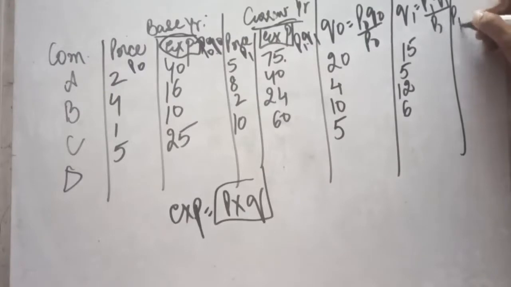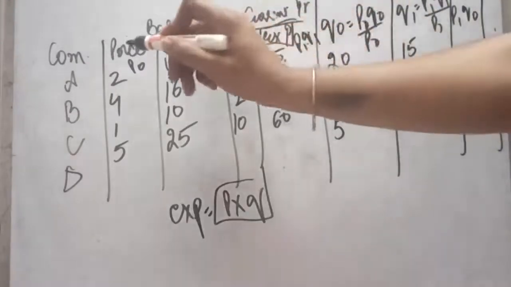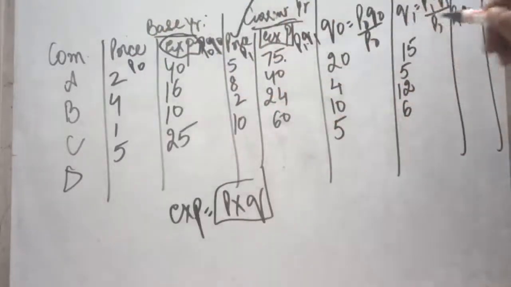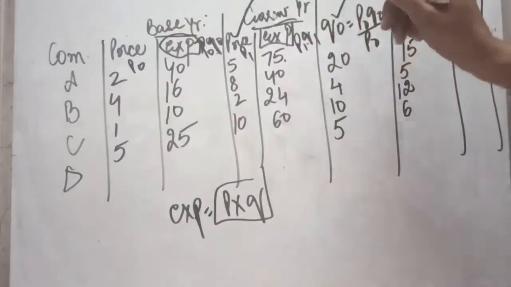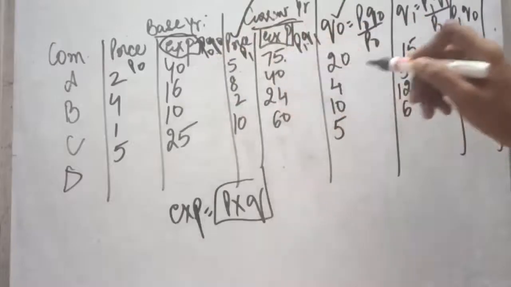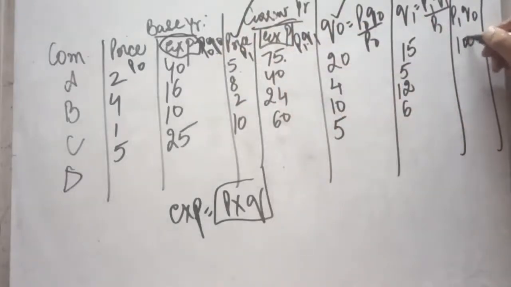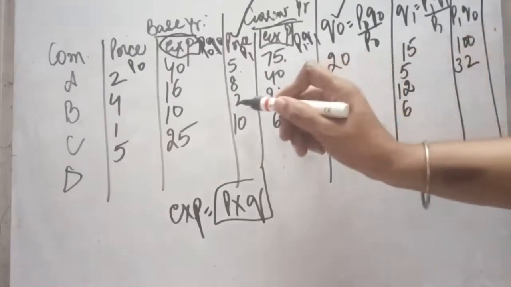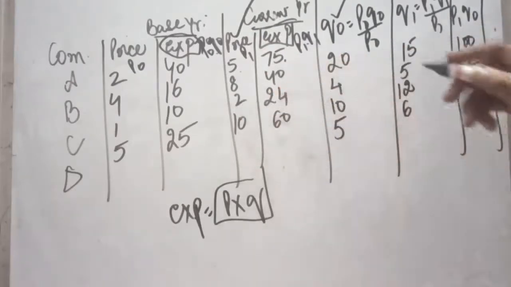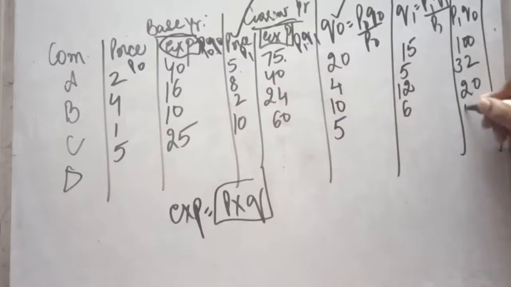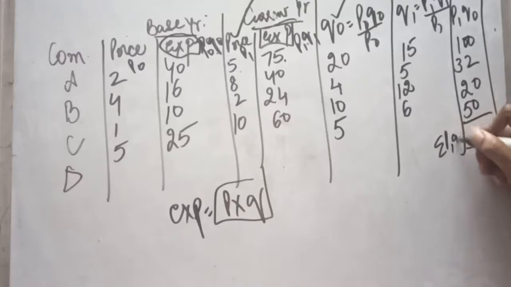Now I require in the Fisher formula P1 Q0. P1 was here, this is P1, I need P1 and Q0. Q0 I have calculated. So 5 into 20 will be 100. 8 into 4 will be 32. Then 2 into 10 will be 20. And 10 into 5, last, will be 50. So when I add it, it will become my sigma P1 Q0. It comes out to be 202.